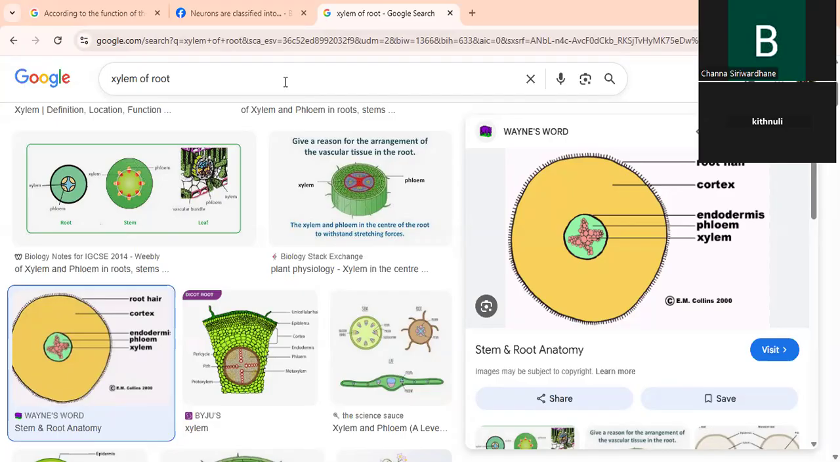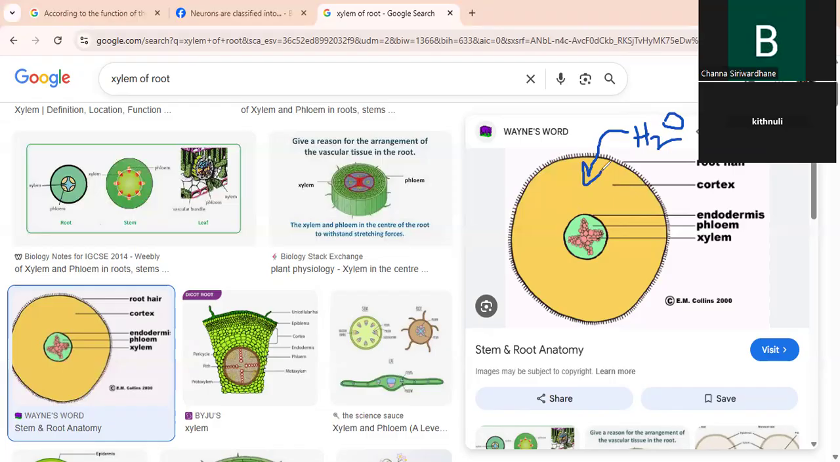Right. Here you can see the cross section of a root. In the cross section, these small hairs are root hairs. So now what is flowing through this root hair? To the cortex of the root.